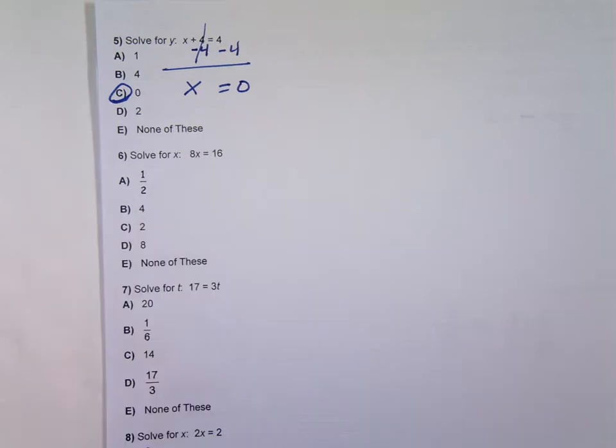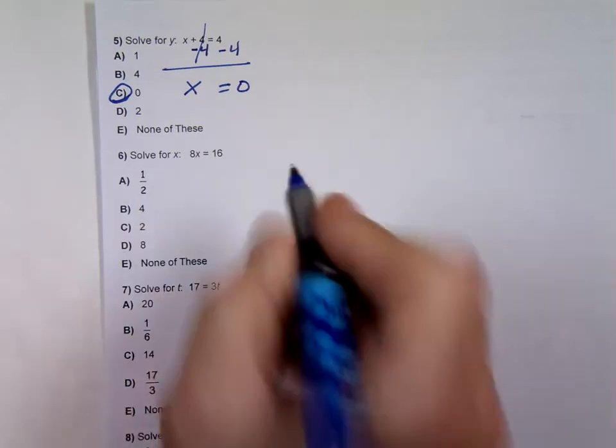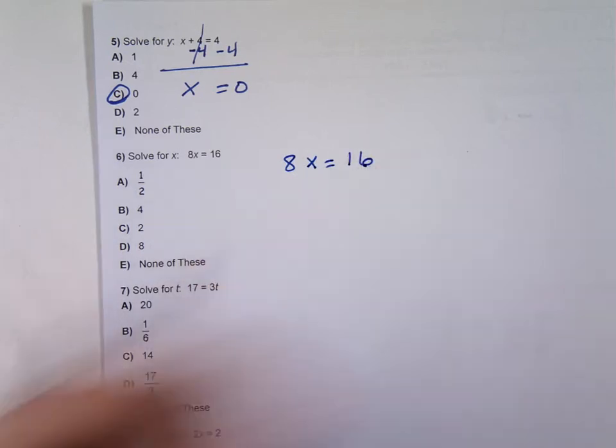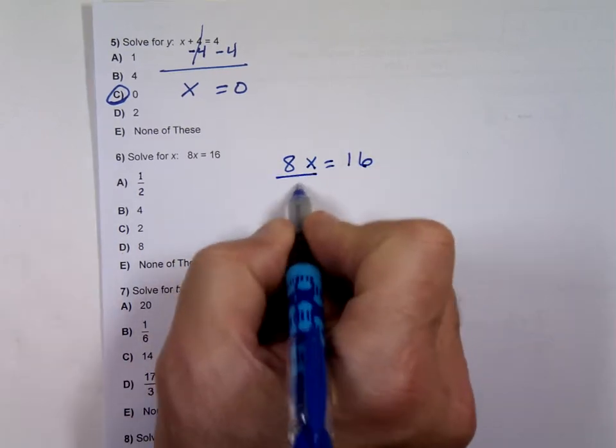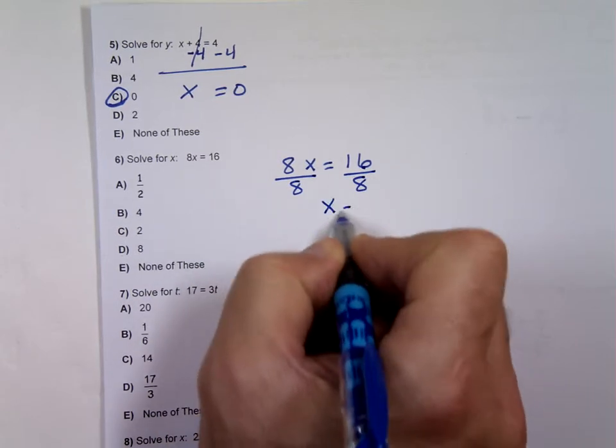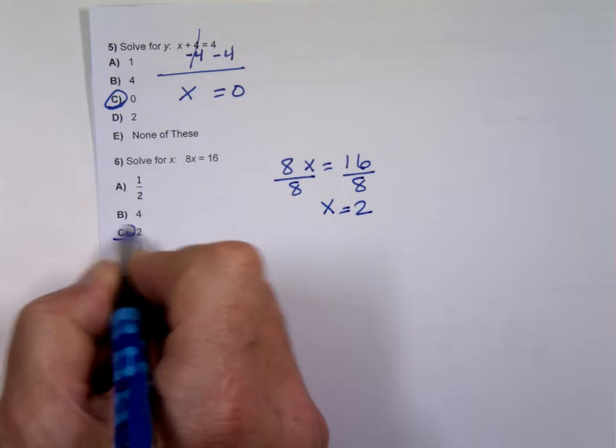Solve for x. That's a multiplication. 8x equals 16. That's a multiplication. What's the opposite to multiplications? Division. X equals 2.